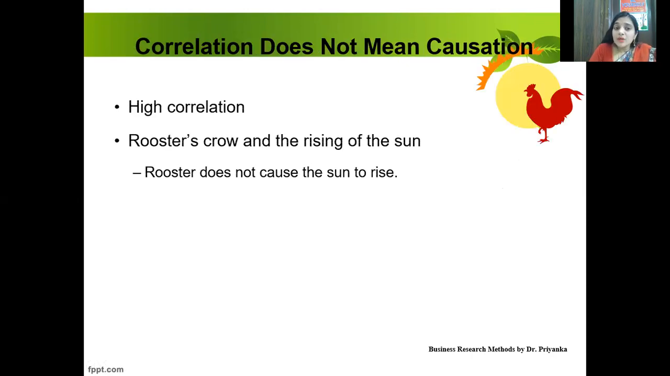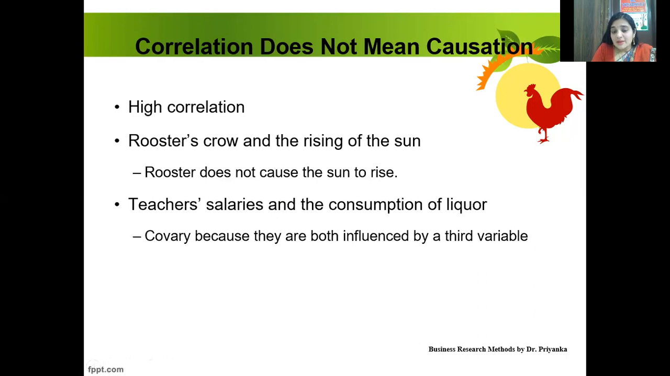Yes, this is very important. Correlation does not mean causation. It is not saying that variable 1 is affecting variable 2 or variable 2 is affecting variable 1. This is different. If high correlation is there, that means they are just correlated. For example, roosters crow and the rising of the sun. Rooster doesn't cause the sun to rise, right?